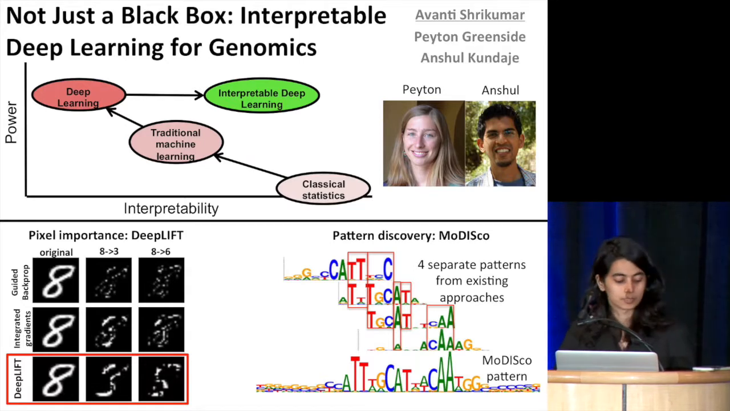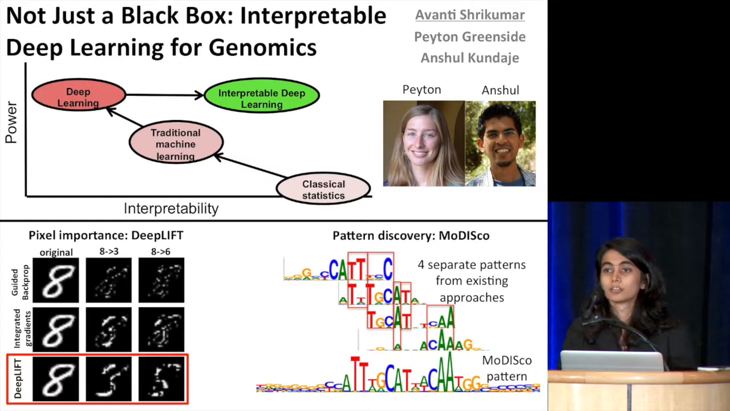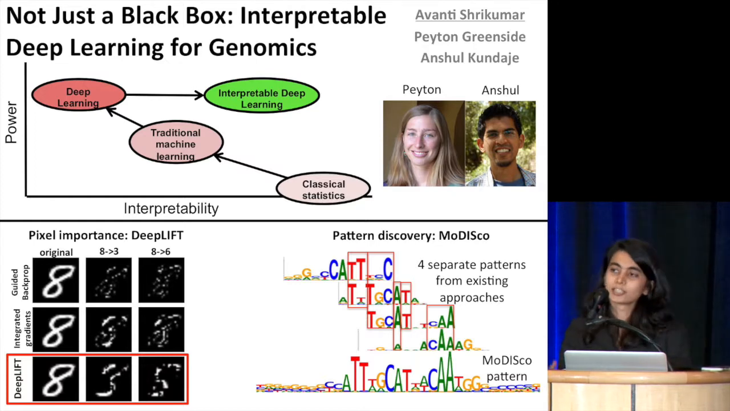We've developed algorithms to address this limitation. The first, called DeepLift, tells you which parts of your inputs are important for making a given prediction. If we use DeepLift to figure out which pixels we should erase to convert the digit 8 into a 3 or a 6, we find it does notably better than other methods. The second algorithm, Medisco, performs pattern discovery. When applied to genomics, we find it gives far superior and less redundant patterns than alternative approaches, and has even led to novel biological discoveries.